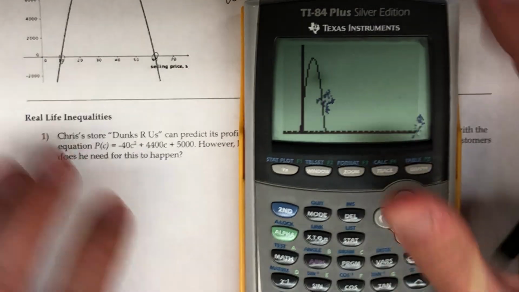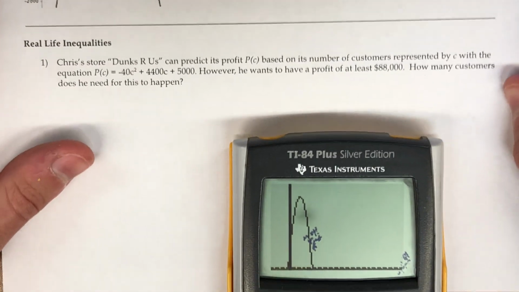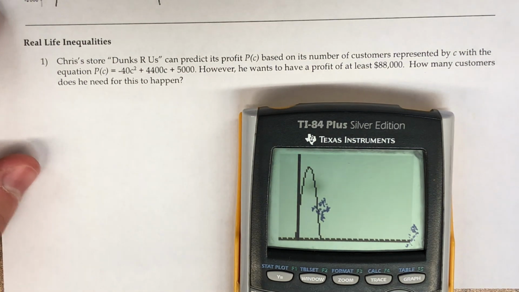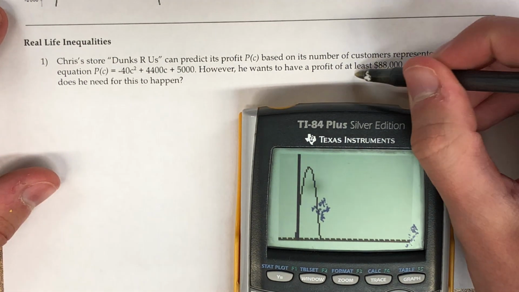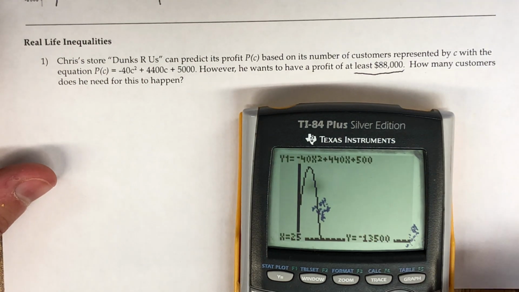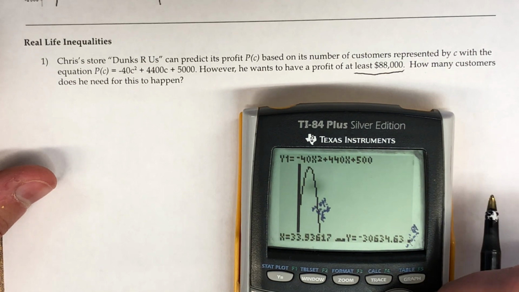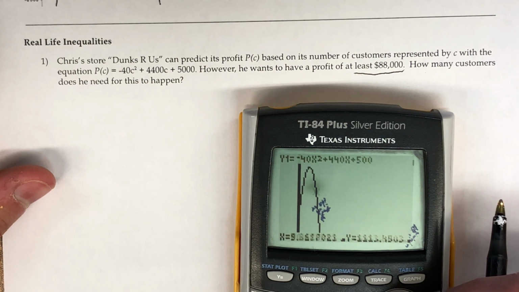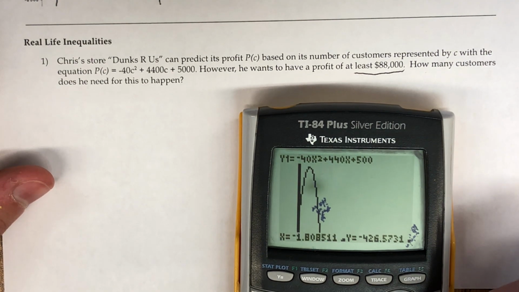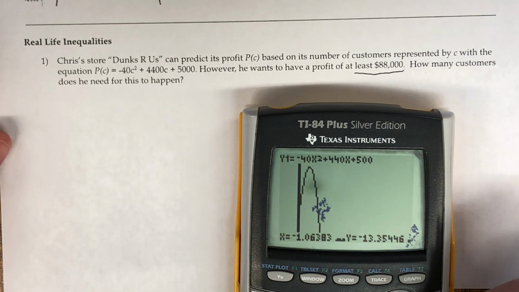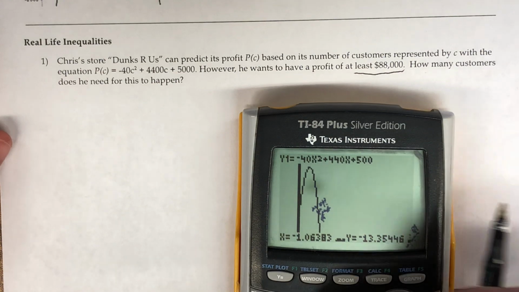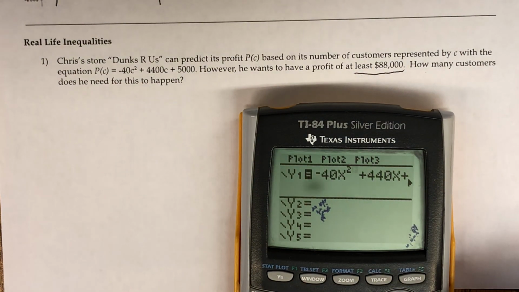The question here is, how many customers does he need for this to happen? How many customers does he need to have a profit of at least 1,800? If we think about a profit of 1,800, that's referring to our y value here. Or sorry, not 1,800, 88,000. So let's figure out what's the x value when y is at 88,000. Do I have this typed in correctly? I do not. I'm missing a couple zeros. That's why it's not working out for me.